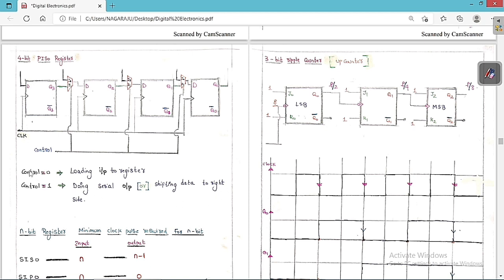Simply we can say whenever the control signal is equal to 0, it means loading input to the register, and whenever the control is equal to 1, it means doing serial output or shifting data to the right side. So this is the basic idea of the 4-bit parallel input and serial output register. We give parallel input in this manner and take serial output. Whenever the control is equal to 0, all the inputs move into the register, and whenever the control is equal to 1, all the outputs are transferred in a serial manner. This is the point that you always have to keep in your mind.